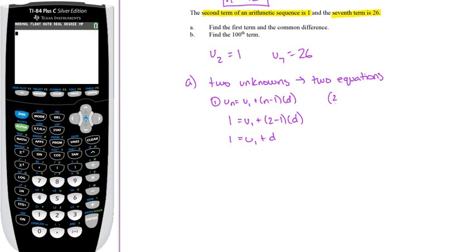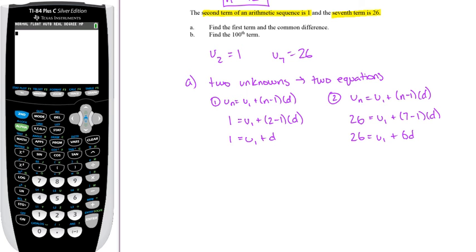Then I set up my second equation. This is using the u7 information. So same equation, except this time I'm going to sub in different information. So in this case, un, or my term of interest, is 26. Still don't know u1. And my new n value is 7. So when I simplify this one, I get 26 equals u1 plus 6d.